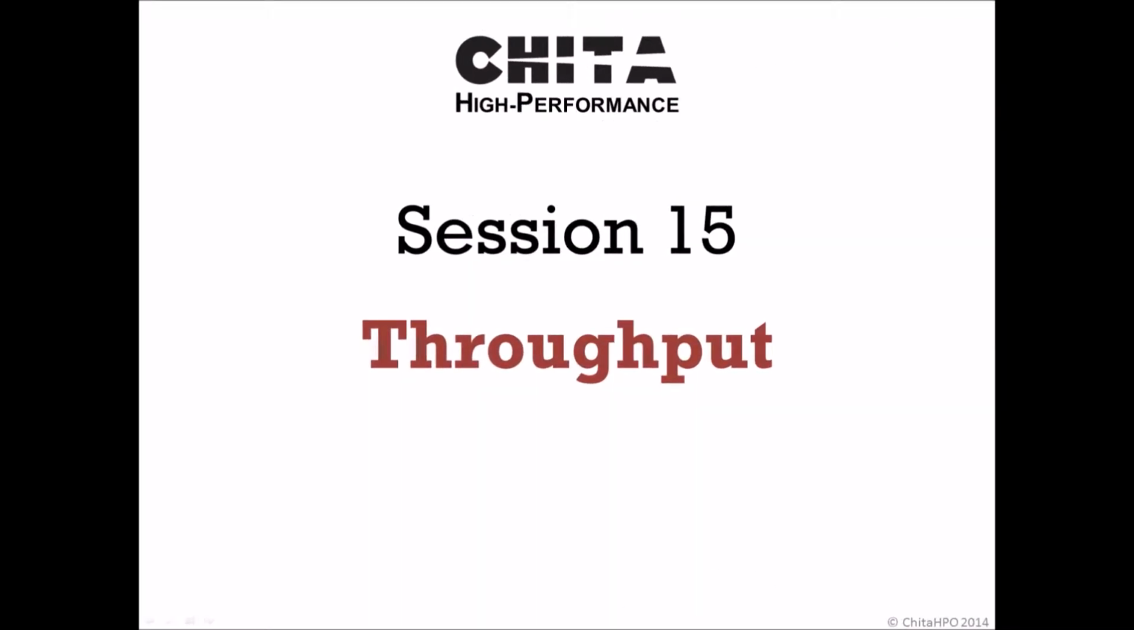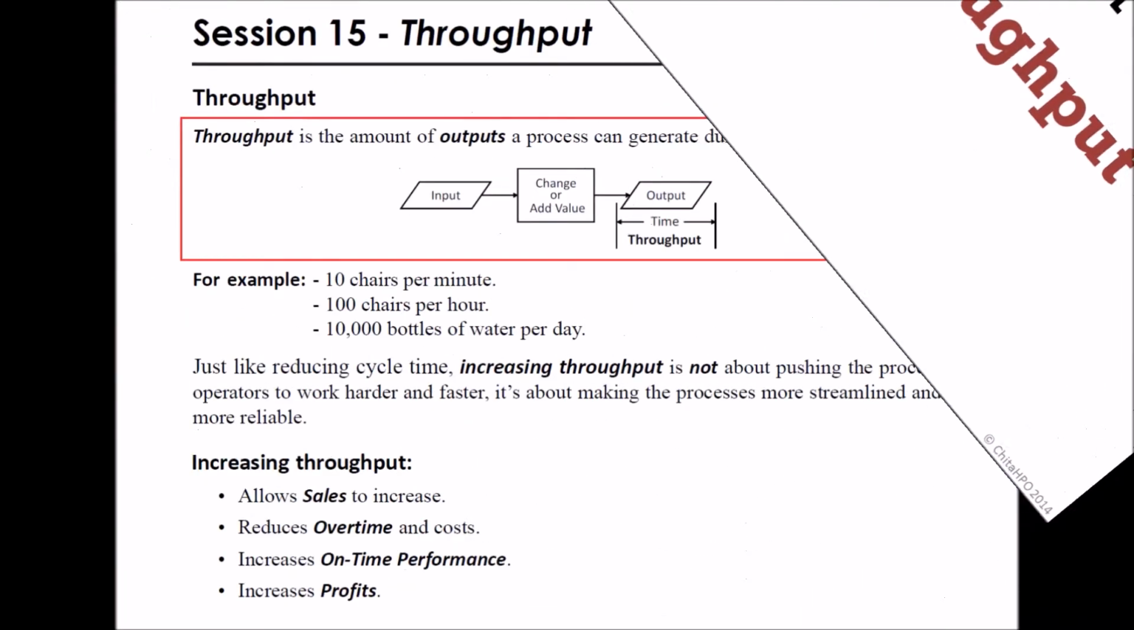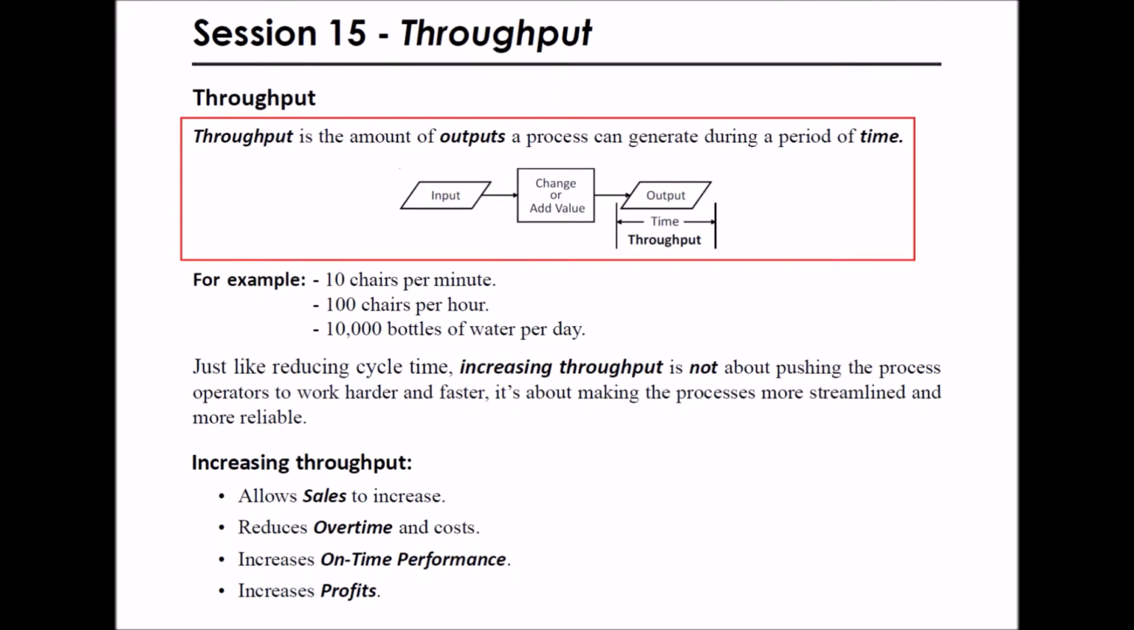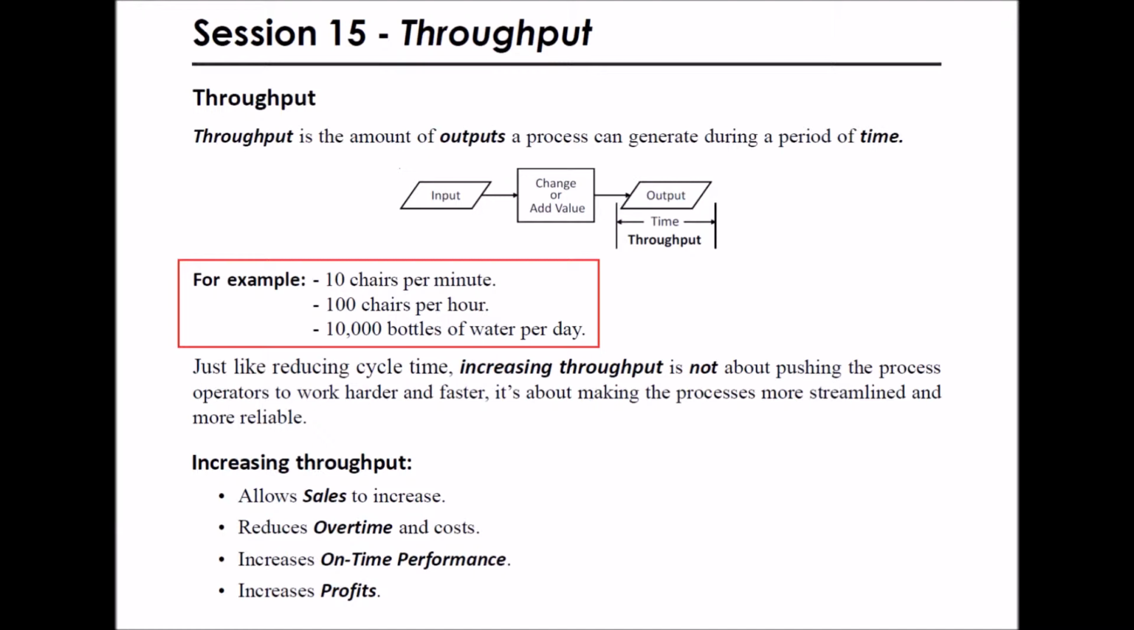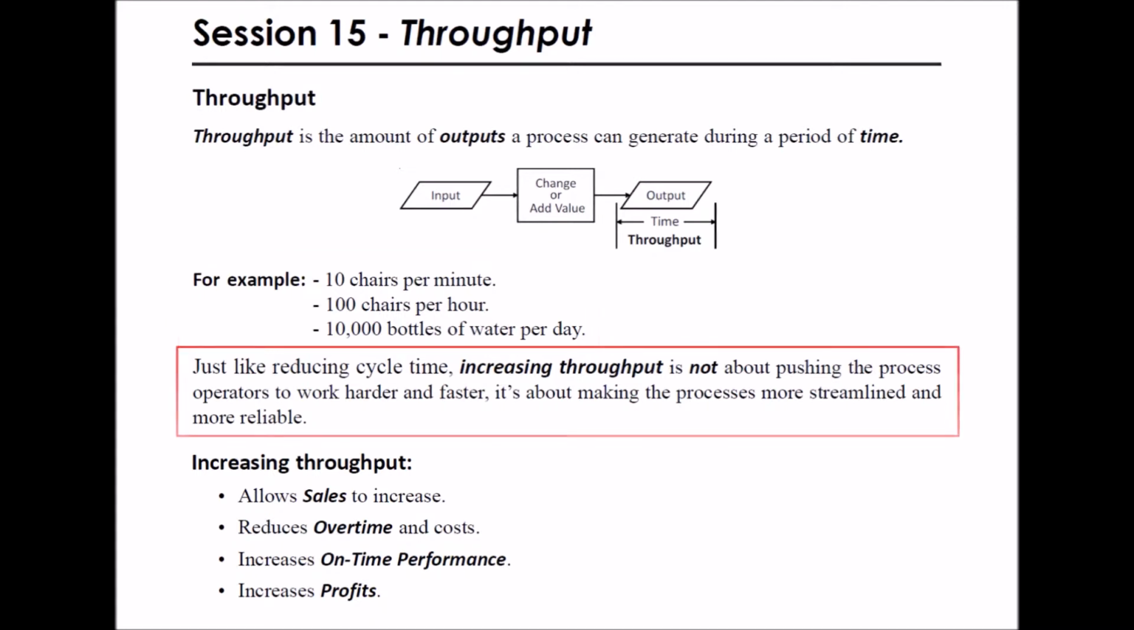Session 15, Throughput. Throughput is the amount of outputs a process can generate during a period of time. For example, 10 shares per minute, 100 shares per hour, or 10,000 bottles of water per day. Just like reducing cycle time, increasing throughput is not about pushing the process operators to work harder and faster. It's about making the processes more streamlined and more reliable.